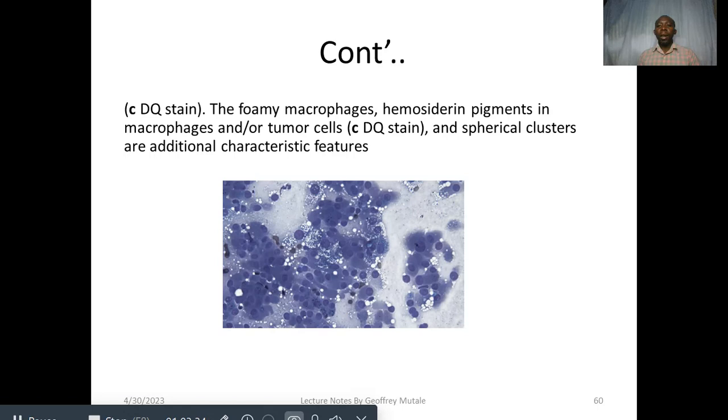So looking at another image with abundance of foamy macrophages and then deposit of hemosiderin pigments in macrophages and also tumor cells, and we can see spherical clusters, additional characteristic features. So we have clusters, and then we have depositions of hemosiderin in some cells, like in this macrophage here. We can see this hemosiderin deposition. I can see another one here. So those can be appreciated.